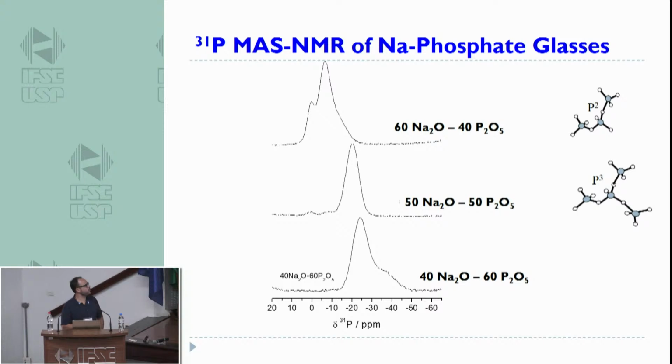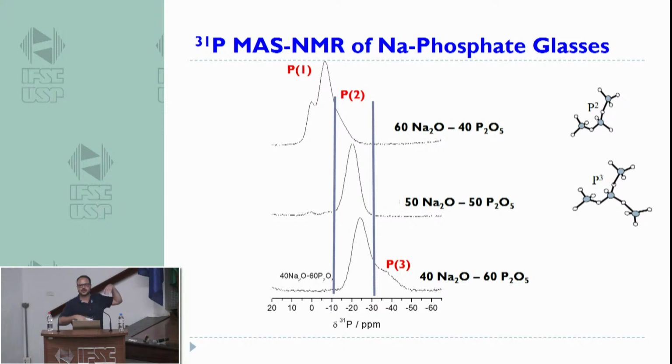This is an example of another spin-1/2 nucleus, the phosphorus. So it's a nice nucleus to measure in NMR. Here you can also detect the different species that we can have in phosphorus. So P1, P2, and P3, for example, where these numbers mean the number of oxygens that are sharing two network formers in the structure. So you can resolve these species very well in phosphorus NMR.